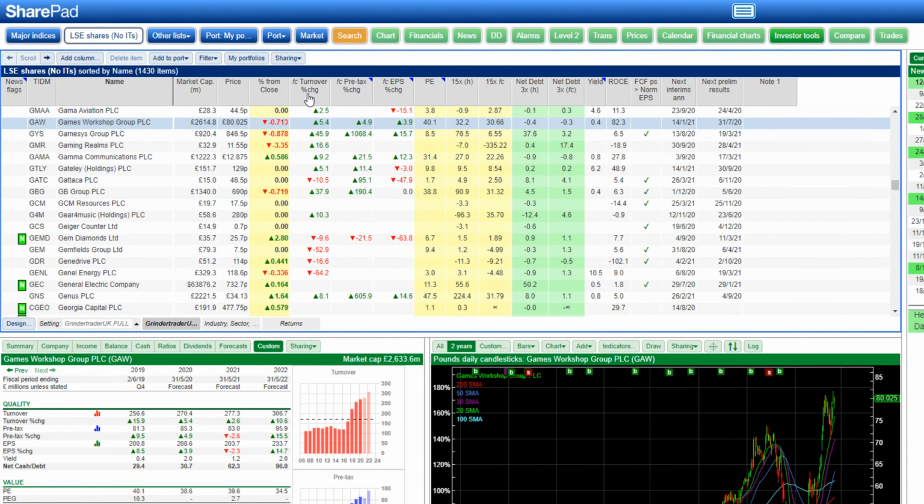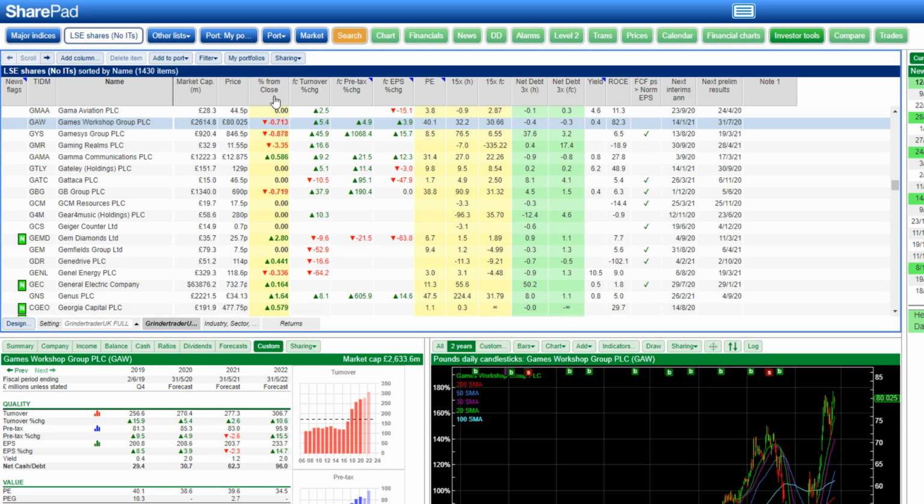And you can see here, what I've got is the market capitalization, which we need for one of our rules, where we divide the market cap by the pre-tax profit to get less than 15. We've got the current price. For me, it's the live price. However, again, if you just subscribe to basic SharePad, it's the delayed price. That doesn't matter.